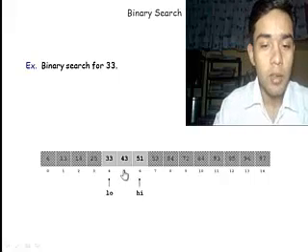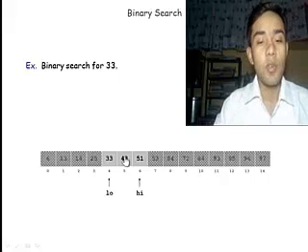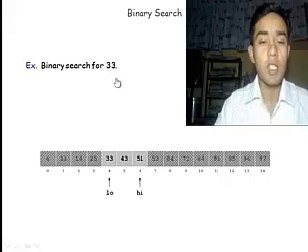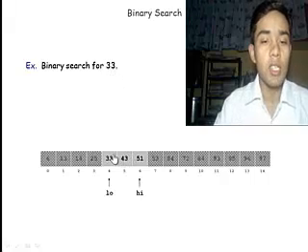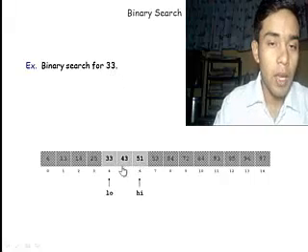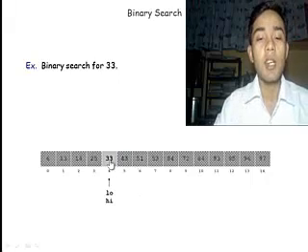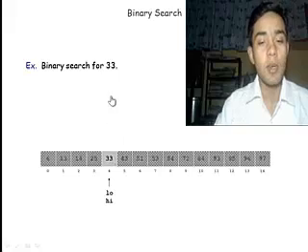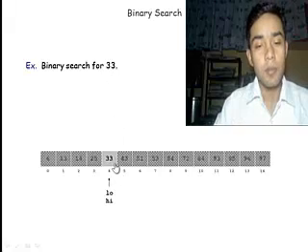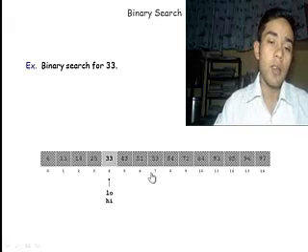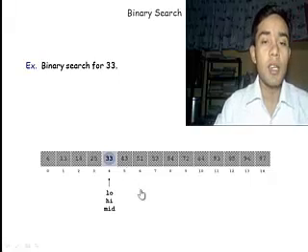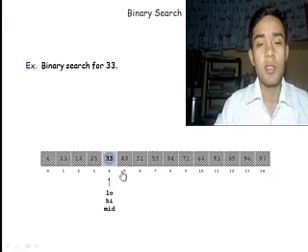Now again I will find the middle term: 4 plus 6 divided by 2, that is 5. The element present is 43, and again I will compare with 33, which is less than 43, so I will discard this part of the array and focus on this part. And now we obtain the element which we have to search.